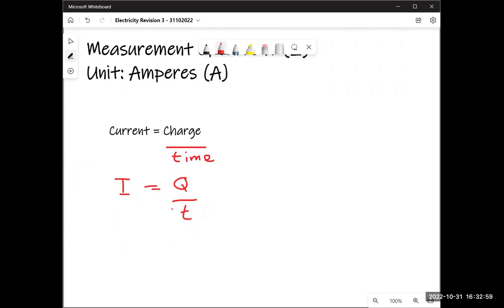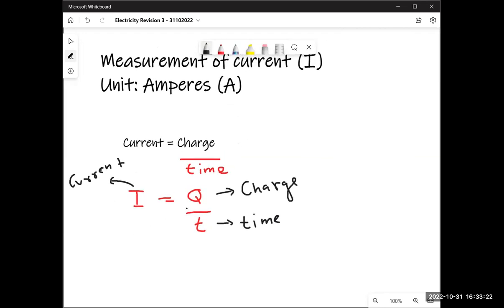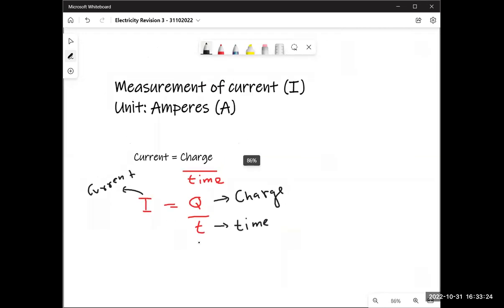Okay. Now I want you to memorize this. I is equals to Q by T. Q is always going to be charge. And I is always current. And T is time. Now, why are we using this? Why are we not just saying A is equals to C by S? Well, because those are the units. Those are not the symbols of these guys.